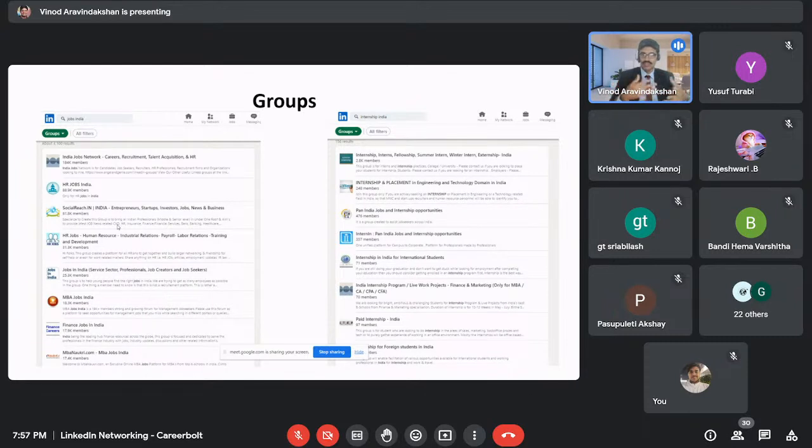So I think joining these groups helps you reach out to a large number of people, whether it's for jobs or internships. I just typed internship search, internship India, searched on LinkedIn, and I get lots of groups. Become a member of these groups because it will help expand your network.